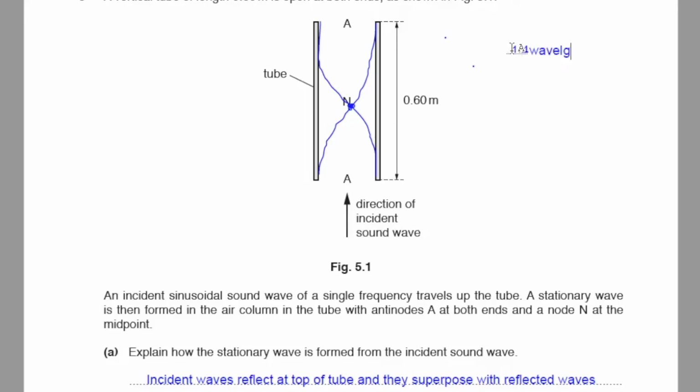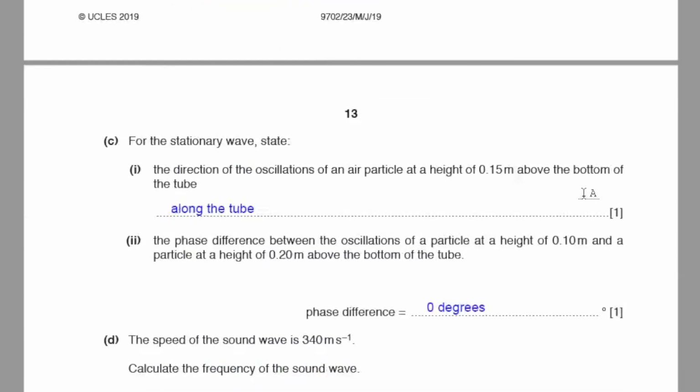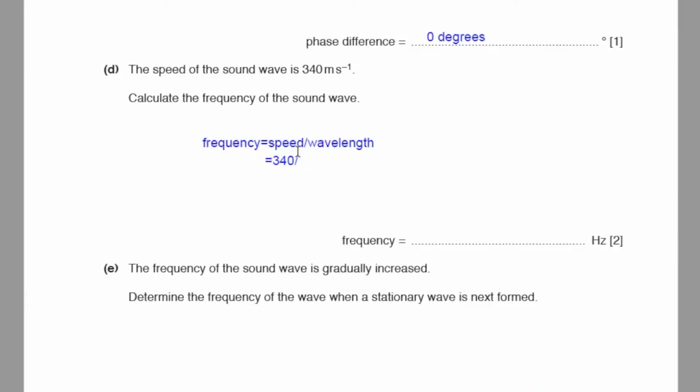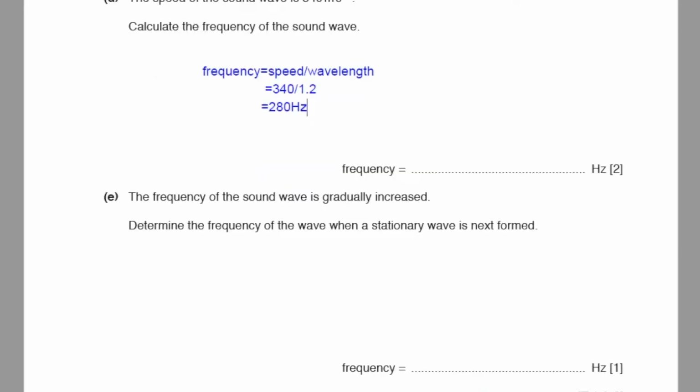So we can write 1/4 of wavelength, and this covers a distance of half of 0.6, which is 0.3. So our wavelength is equal to 1.2 meters. Now we can divide 340 by 1.2, and we get a value of frequency as 280 Hz.